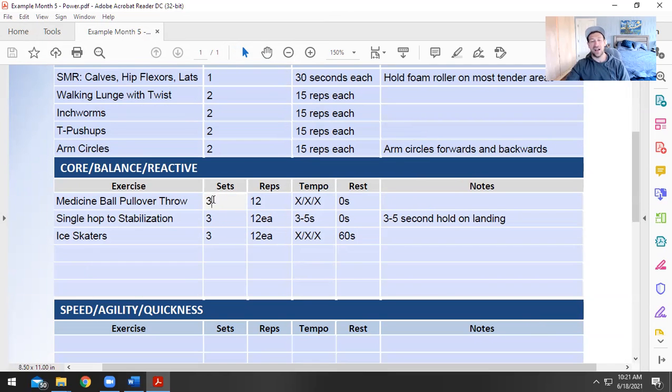You can see 3 sets, 12 reps, right? XXX tempo, except for the balance one, which obviously we hold our landing for 3 to 5 seconds. And then we still do it as a circuit, 0 6. By the way, I've been doing circuits this whole time and all the movement prep stuff. You don't have to. It's just an option.